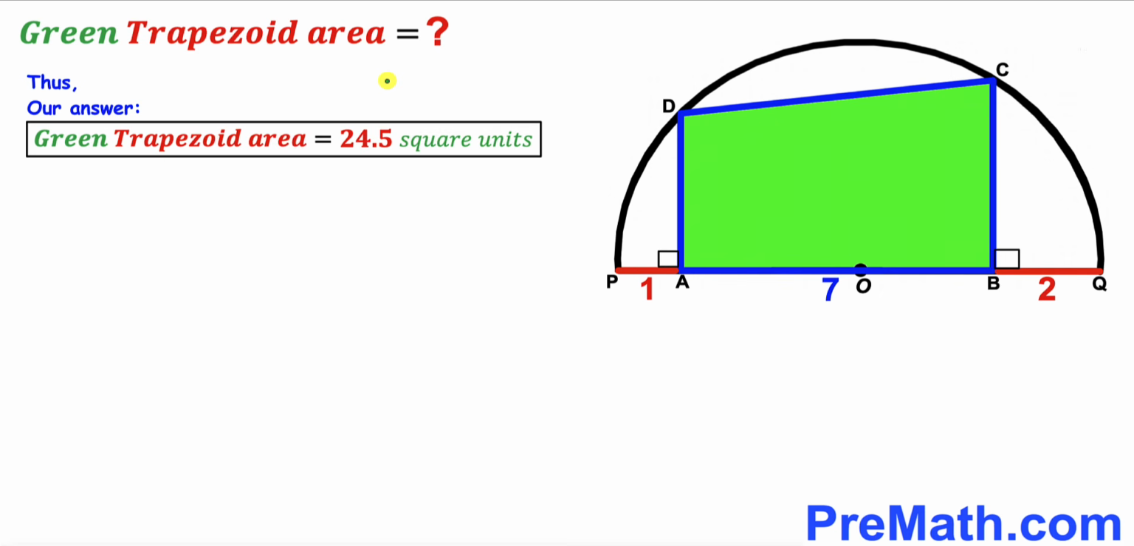So after all the calculations and manipulations, the area of this green shaded trapezoid turns out to be 24.5 square units. In other words, the area of this green shaded trapezoid is going to be 24.5 square units. And that's our final answer.